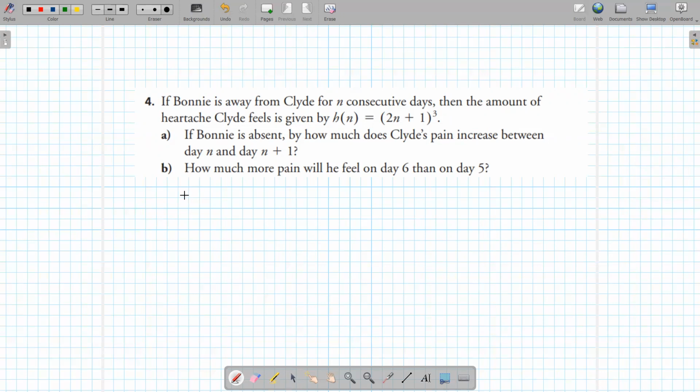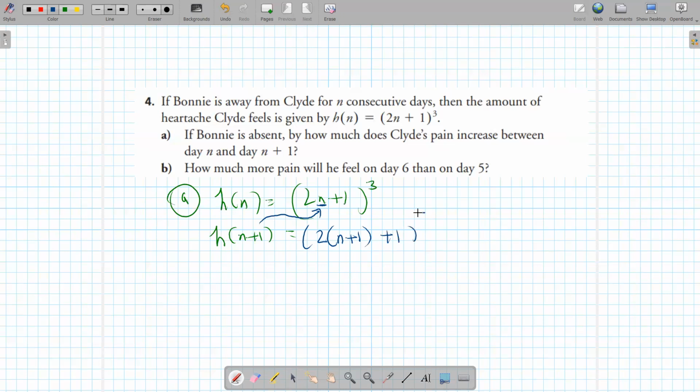So for A, you need to find h of n. Well, that's already given in the question. That's 2n plus 1 cubed. And we need to find something called h of n plus 1. How do we do that? This is going to be a little bit tricky. The trick is this. You see this n? We're going to replace that with n plus 1. So we would get bracket 2, but instead of just n, the heartache at n plus 1 is going to be like that. Plus 1 cubed.